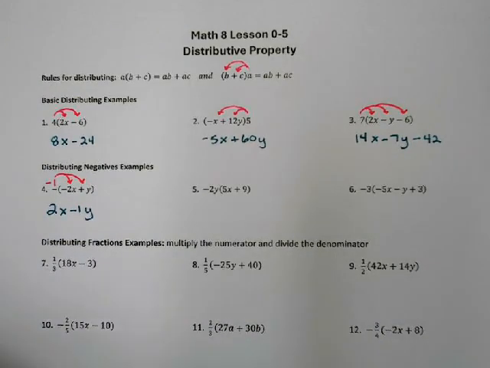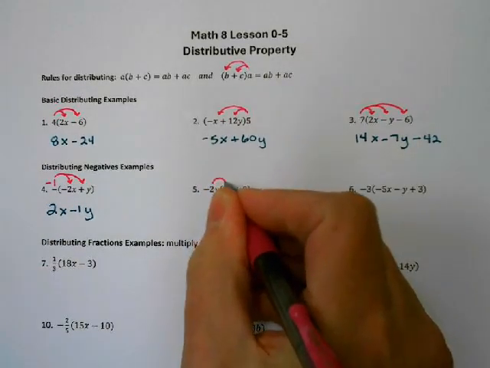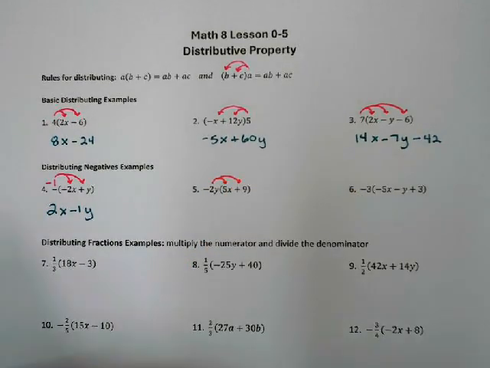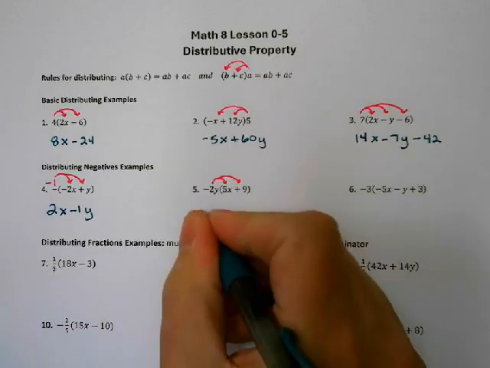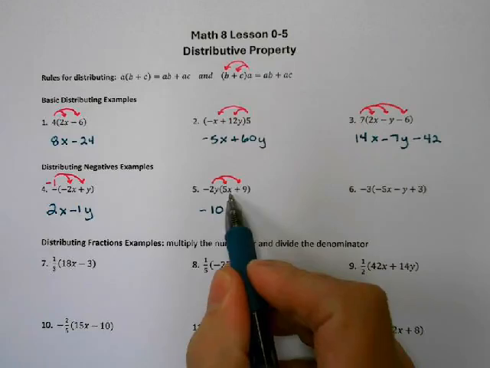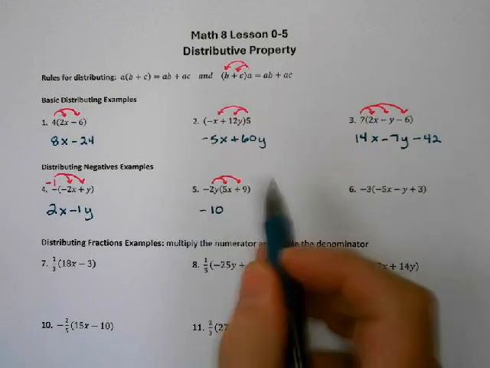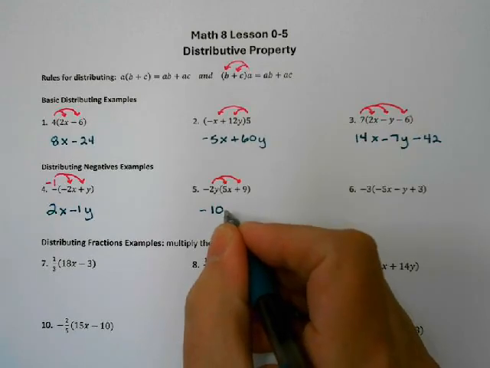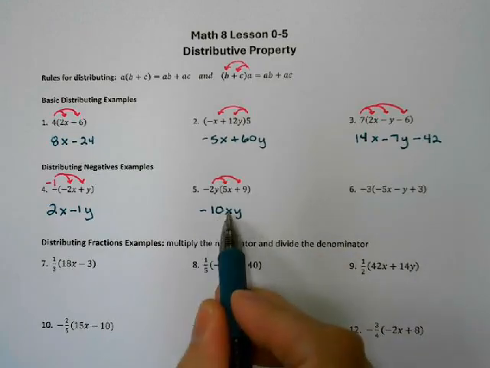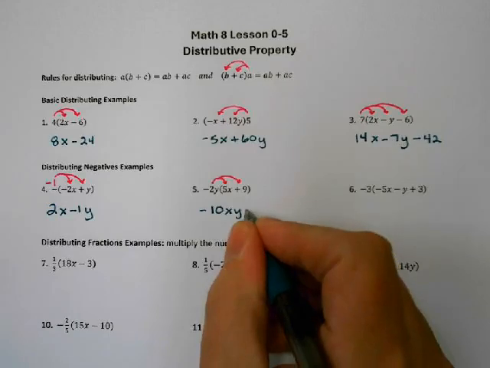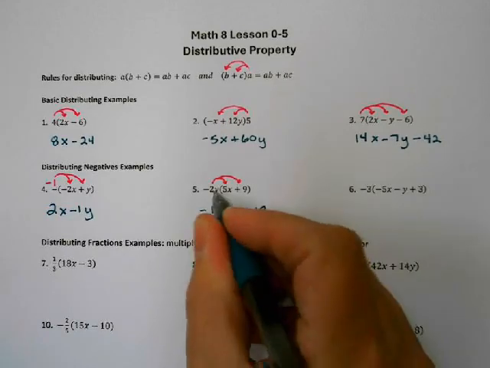Almost there. We got negative 2y times 5x and negative 2y times 9. Negative 2 times 5 is negative 10. Now this time I have two variables, so I'm just going to write them down because it's negative 10 times the x and times the y. I always write them down in alphabetical order. So this would be negative 10xy. It just means negative 10 times x times y. Negative 2 times 9 is negative 18. And then the variable of y.